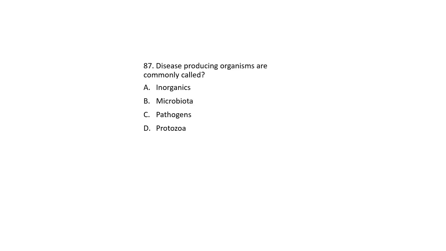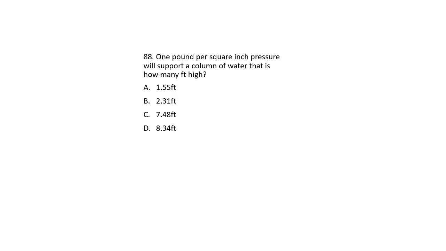Disease-producing organisms are commonly called inorganics, microbiota, pathogens, or protozoa. Pathogens. One pound per square inch pressure will support a column of water that is how many feet high? 1.55 feet, 2.31 feet, 7.48 feet, or 8.34 feet, and the answer is 2.31.